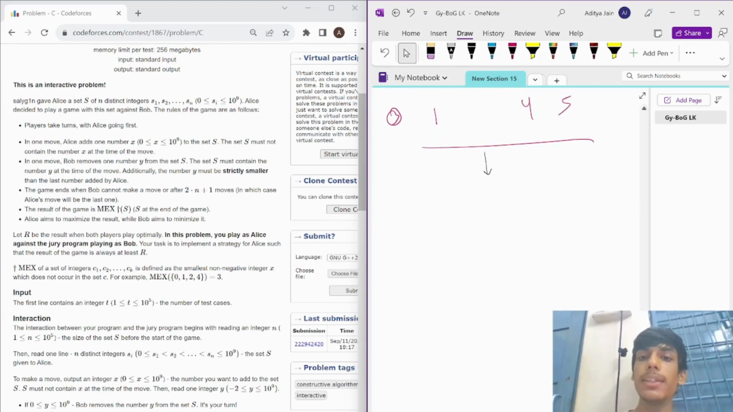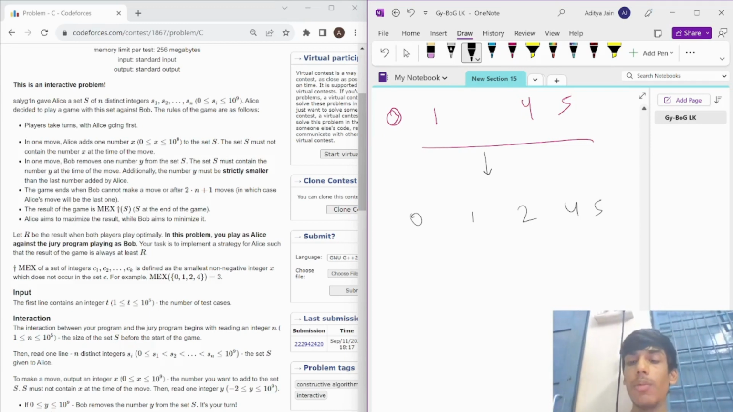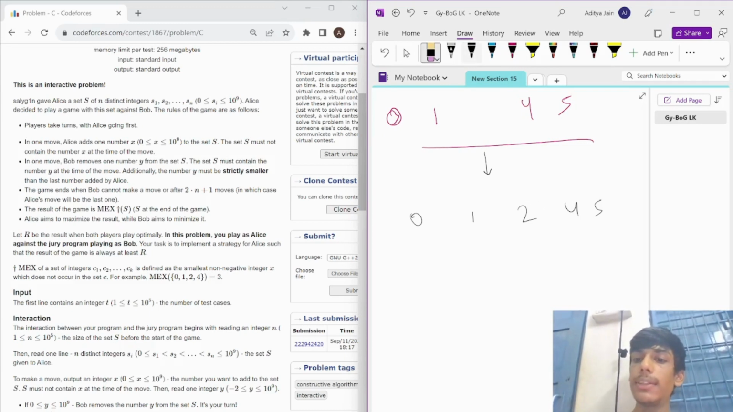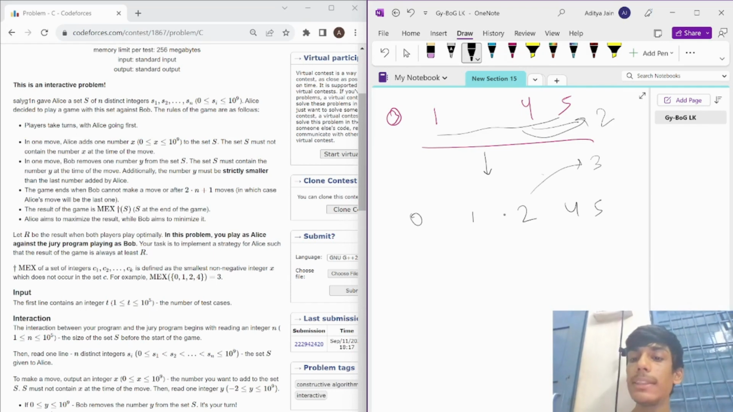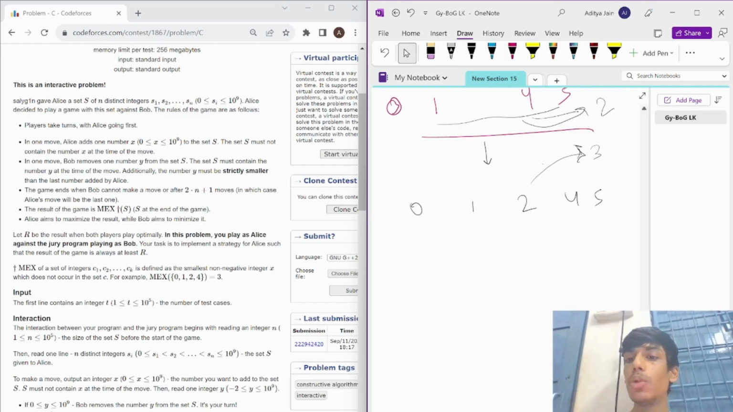So my array is now going to become 0, 1, 2, 2, 4, 5. What is its max? Its max is 2. Sorry, its max is 3. Its max was 2, fine. So the max of this array was 2, so Alice inserted 2 to make its max 3. Now it's Bob's turn. So Bob can remove any number which is less than 2, right?